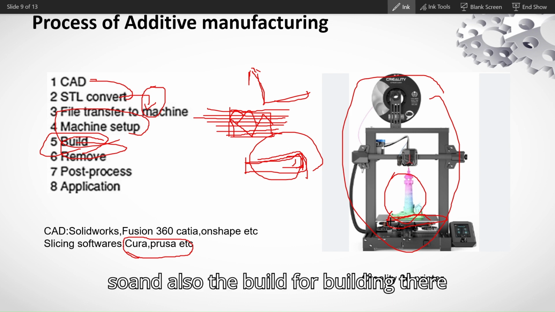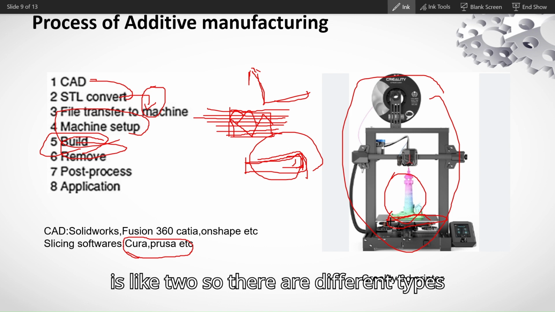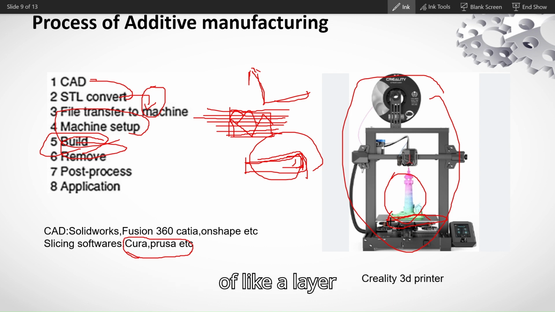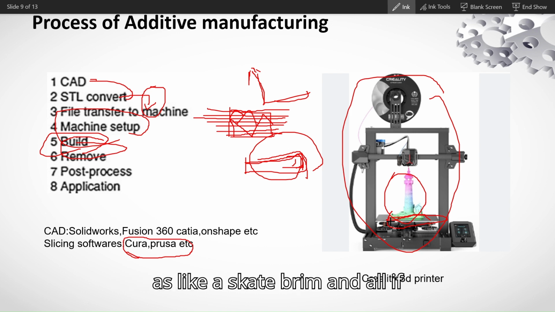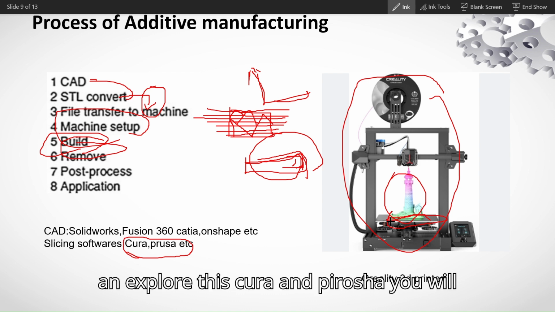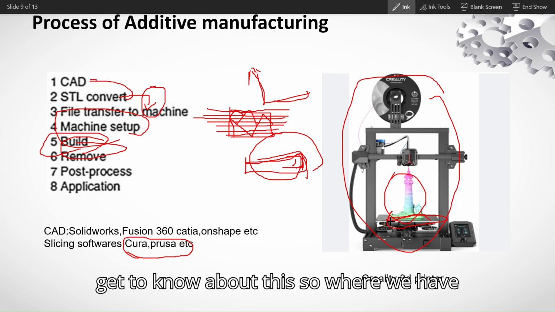And also for building there are different types of build plate additions, like skirt, brim and all. If you explore Cura or PrusaSlicer, you'll get to know about this.